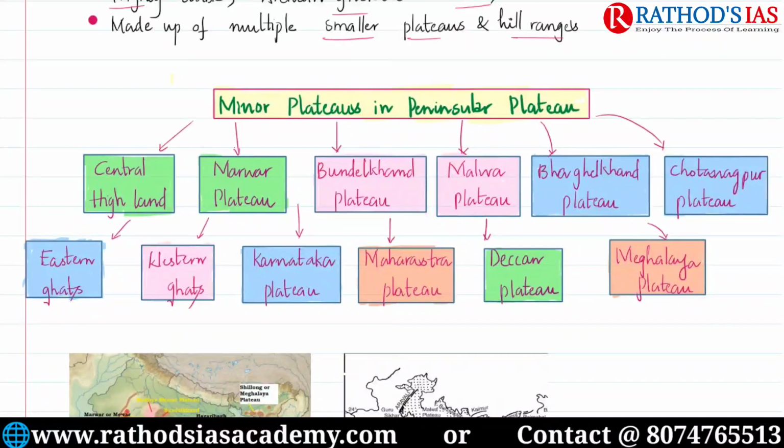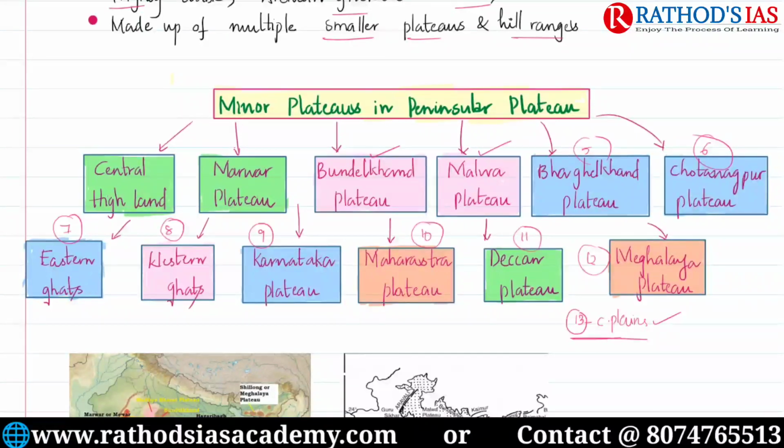So here the first one is Central Highland, second one is Marwar Plateau, third one is Bundelkhand Plateau, fourth one is Malwa Plateau, fifth one is Bundelkhand Plateau, sixth one is Chota Nagpur Plateau, seventh one is Eastern Ghats, eighth one is Western Ghats, ninth one is Karnataka Plateau, 10th one is Maharashtra Plateau, 11th one is Deccan Plateau, and 12th one is Meghalaya Plateau, and you can even add a 13th one, that is Chhattisgarh Plains. So you may get a doubt: why are we discussing the Chhattisgarh Plains in the Peninsular Plateau? The Chhattisgarh Plains also come under the part of the Peninsular Plateau.